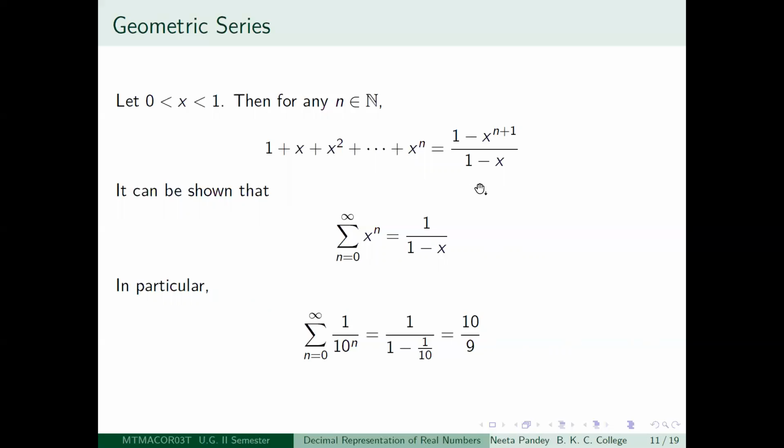I'm not going into the proof of that. What I have done is that I've shown that if I take only finitely many terms, say till the nth power of x, then what I get is 1 plus x plus x squared till x to the power n. This can easily be shown to be this fraction, 1 minus x to the power n plus 1 divided by 1 minus x. How can you see this? You just multiply both sides by 1 minus x.